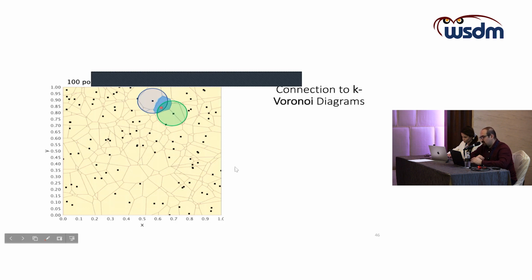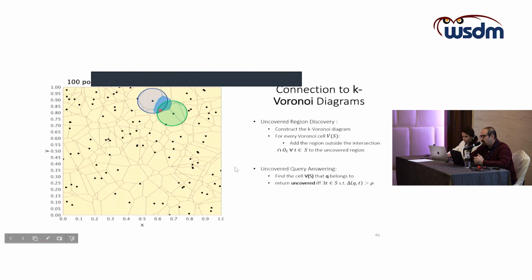So then the rest is simple, right? First construct the k-Voronoi diagram, then for every Voronoi cell, add the region outside the intersection of the two circles to the uncovered region. And then to find out if a query point is covered or not, all you need to do is identify the Voronoi cell to which Q belongs and return uncovered if that point falls outside the intersection of the circles for that cell, or in general the k circles.